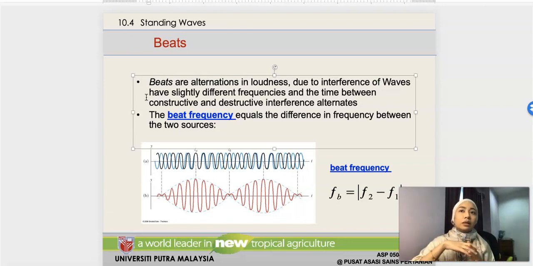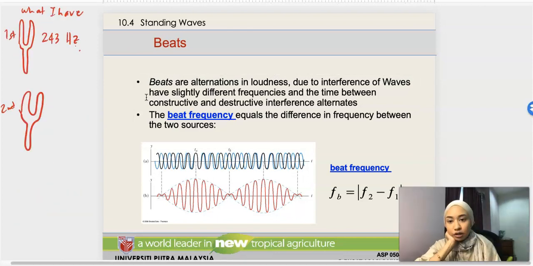Tadi, when we talked about the standing wave in string, in air column, we are assuming that the waves that overlap with each other have the same frequency. Sebab they are propagating and then they reflect, so when they reflect, they have the same frequency. So the overlap is between two waves of similar frequency. But beats happen when the two waves that overlap or superpose with each other do not have the same frequency, or their frequency is slightly off. Okay, as usual, let's talk about a scenario.